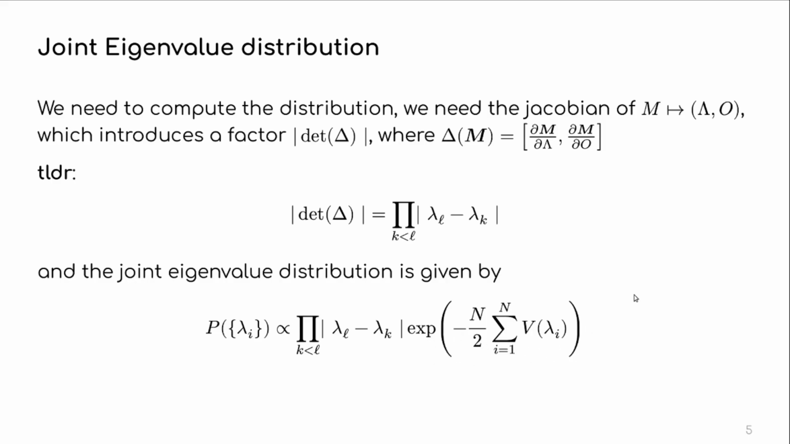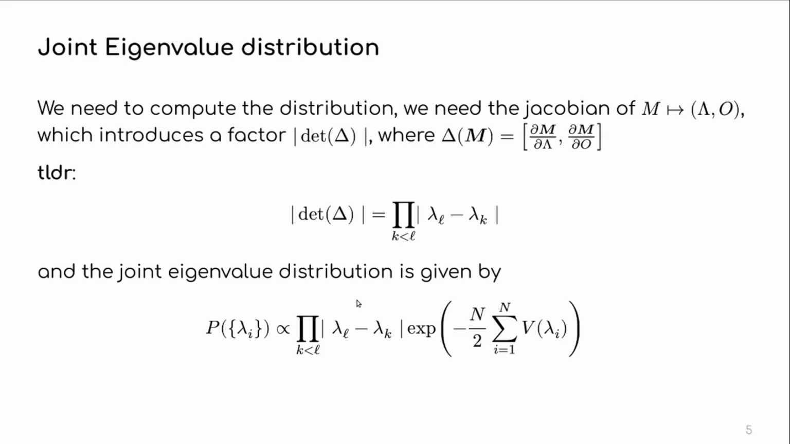The interesting part here is that because we have these products, if lambda L is equal to lambda K, this is 0, so the probability of two eigenvalues being equal is 0. That means that in general, the eigenvalues won't be independent, they'll be correlated, and in particular, they have a bias towards not being equal, as is shown here.